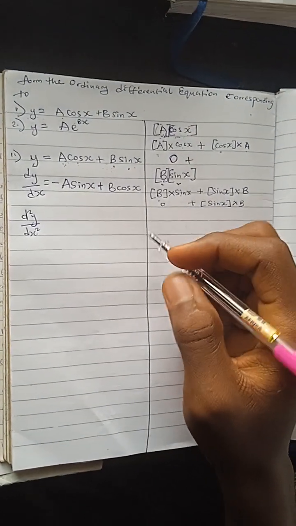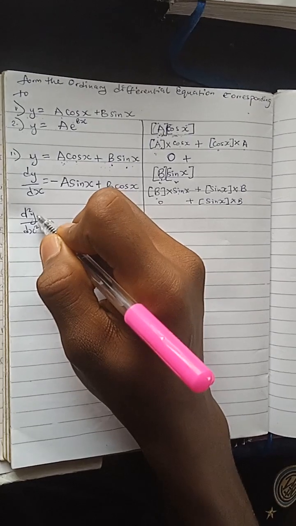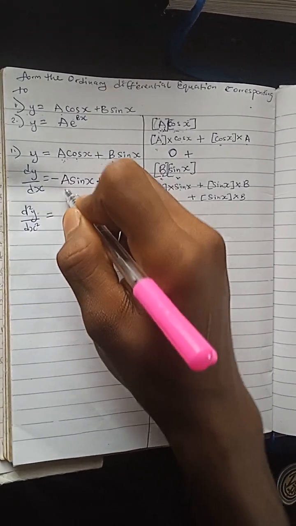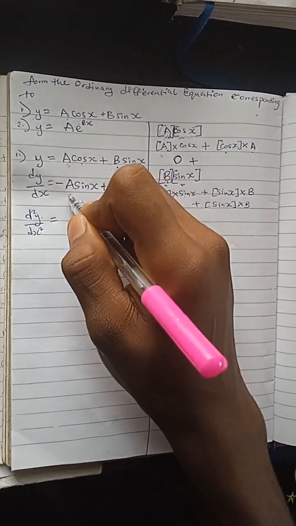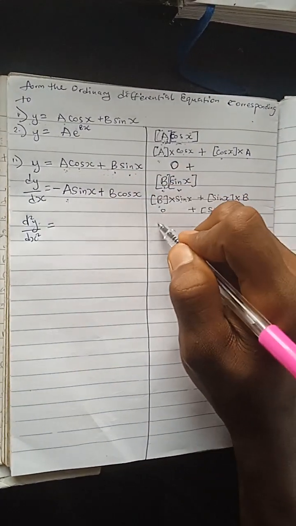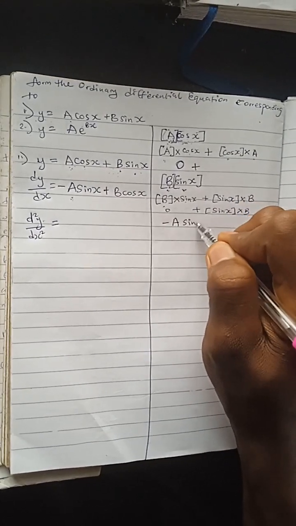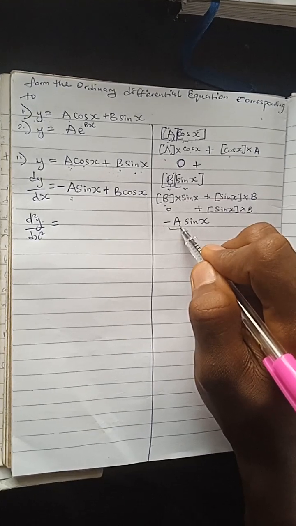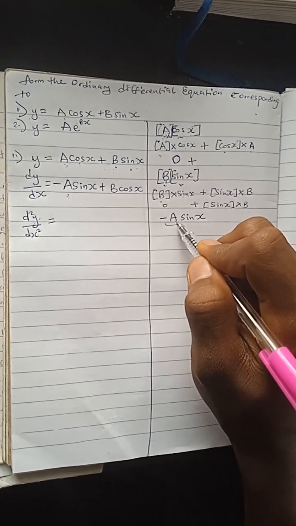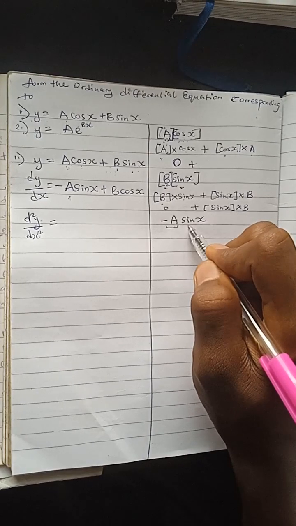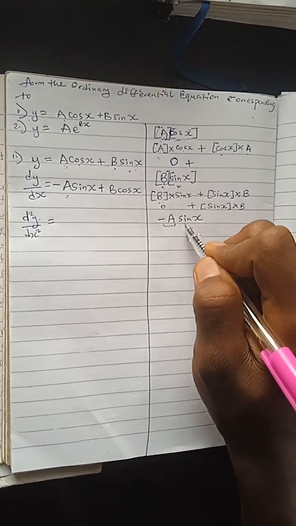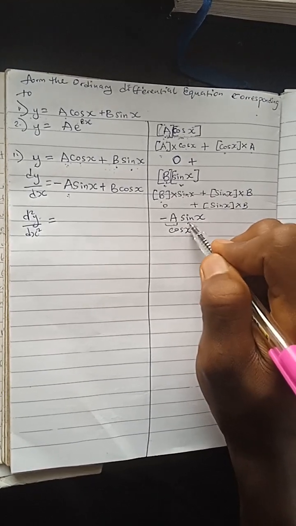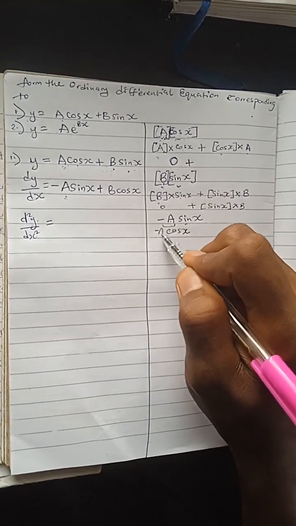So differentiating again, we're going to have d squared y over dx squared, which is equal to, if you differentiate minus a sine x, remember how we do it. The differential of the constant, which is minus a, is going to give us 0 multiplied by sine x, which is still 0, plus the differential of sine x, which is cos x, multiplied by minus a, giving us minus a cos x.